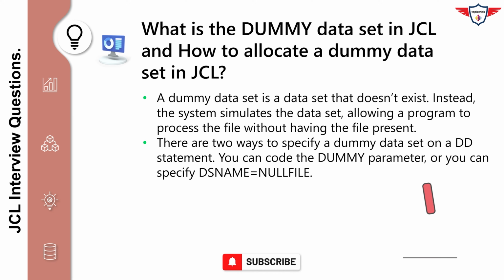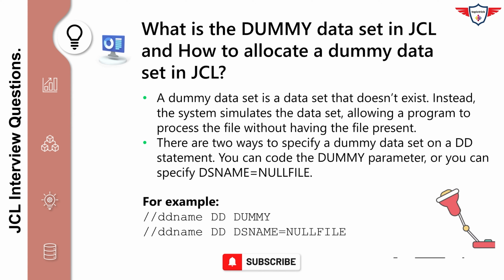There are two ways to specify a dummy dataset on a DD statement. You can code the DUMMY parameter, or you can specify DSN equals NULLFILE. DUMMY is a positional parameter and, if coded, must be the first parameter on the DD statement.